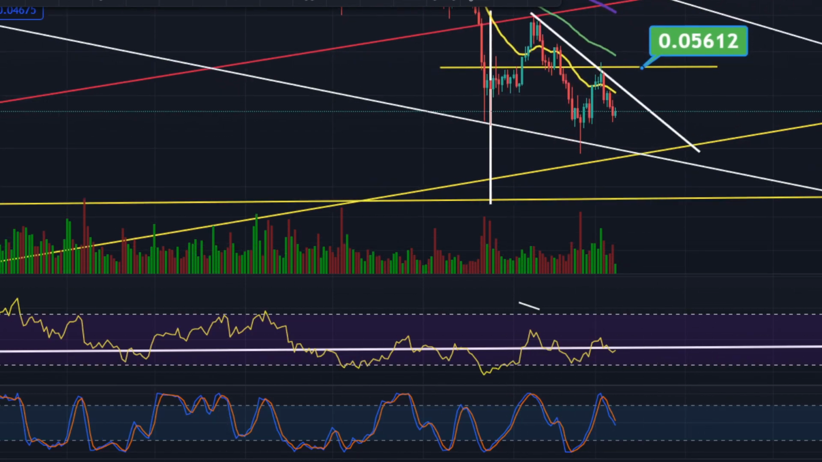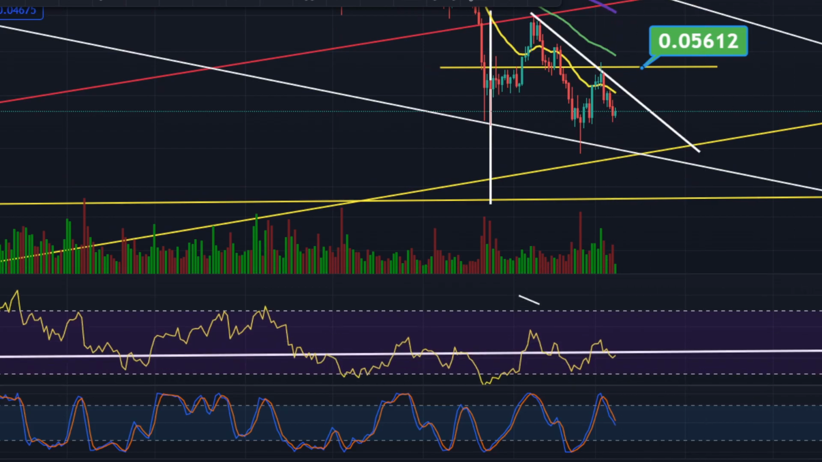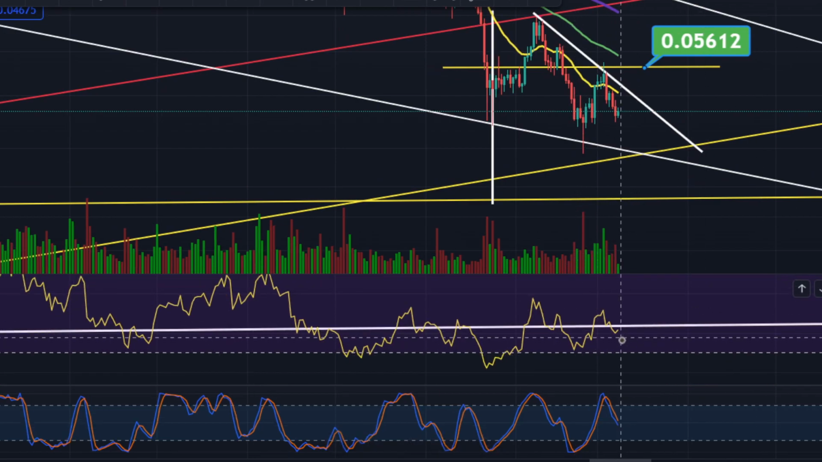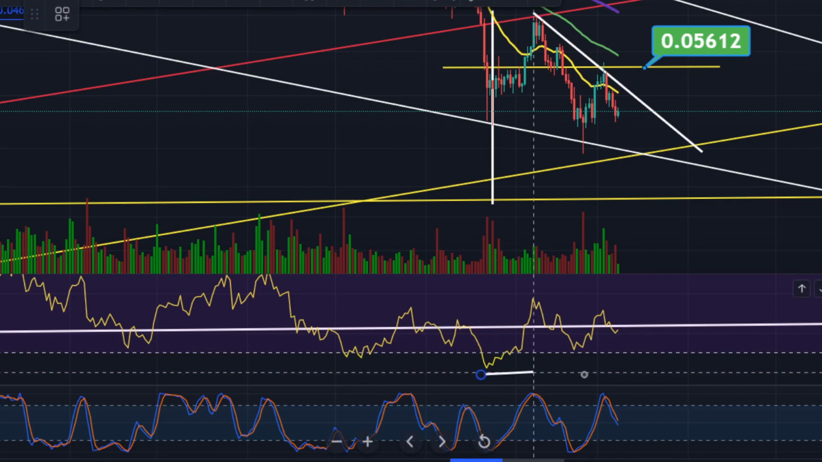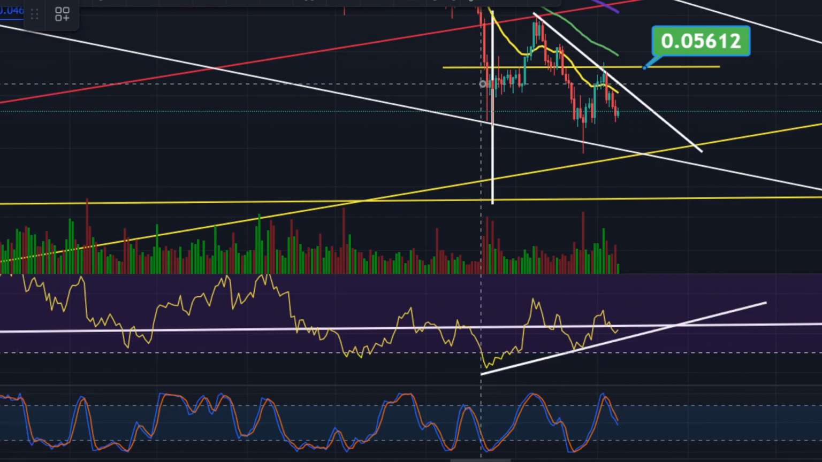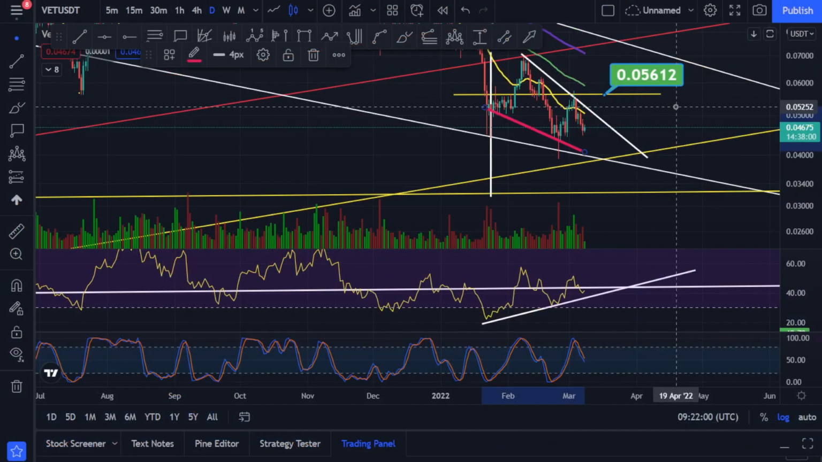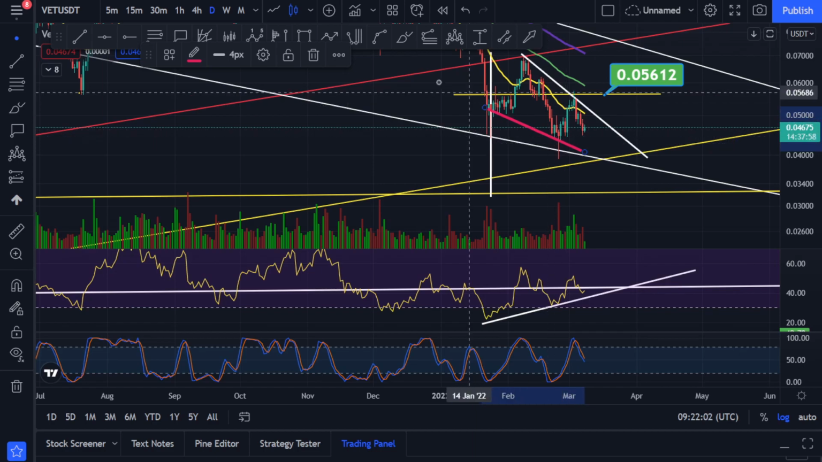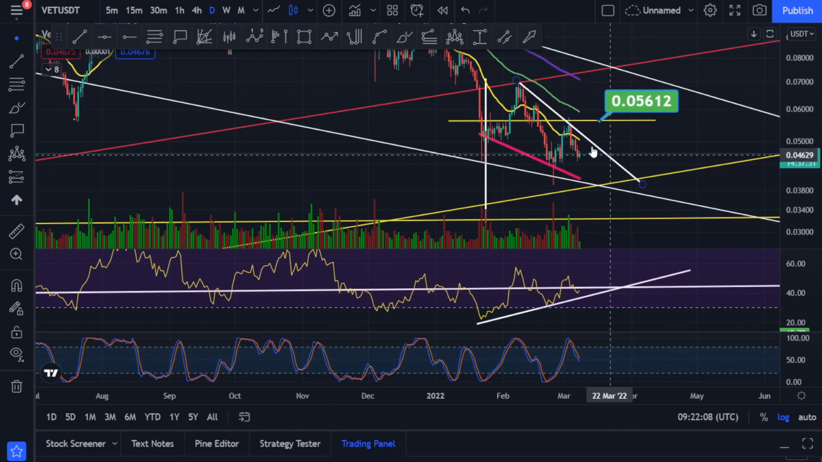Even in the daily time frame, we do have a bullish divergence that's coming in. Look at that, that's a bullish divergence, and the price is coming towards the downside. So this can be that indication where we might break this resistance, and start going towards the upside.